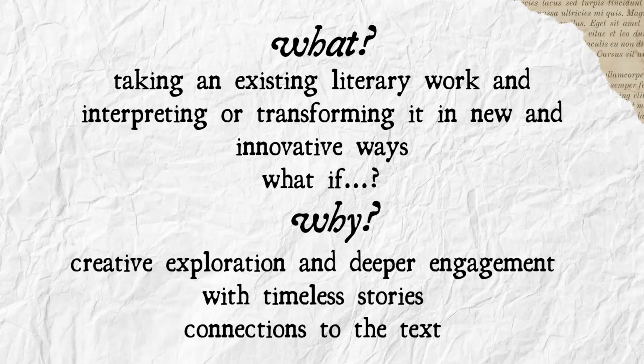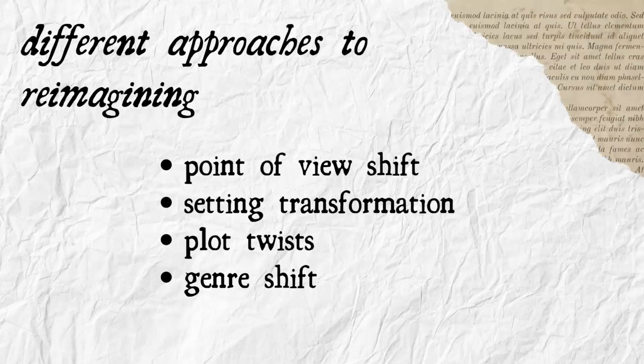So how do we actually do this? There are many different approaches to reimagining literature, but they all kind of fall into four main categories: a point of view shift, a setting transformation, plot twists, and genre shifts. So let's break those down and look at them individually to understand them more.